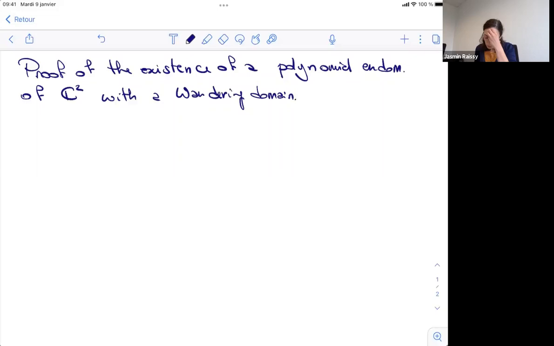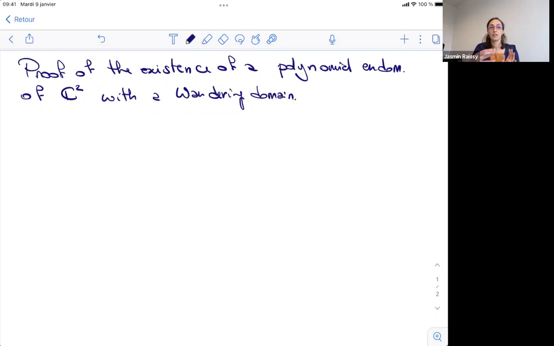So, before getting to why this is interesting, I think it is a good thing, before going to C2, to start in dimension one, as I always do, and tell you what we are interested in with this kind of question. So why did we get to this kind of questions? We are doing holomorphic dynamics.